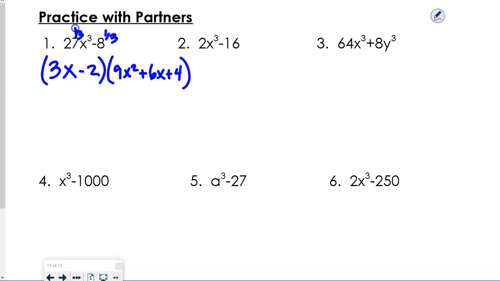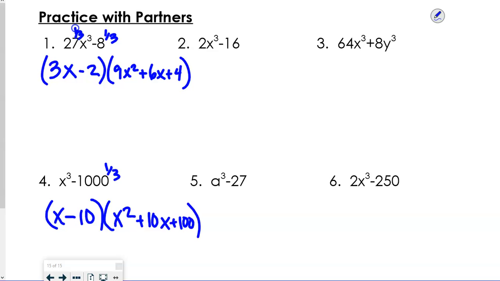So that's that in its most simplified form. Now, we already did 2 and 3 in the notes, so I'm not going to do them again. So we're going to jump down here to 4. And again, if we take this to the 1/3 power, you should all know that that's 10. So this is going to be x minus 10. And then x times x, which is x squared, right? Then this is going to be plus 10x. And then we're going to take that 10 and square it. So this is going to be plus 100. Okay?